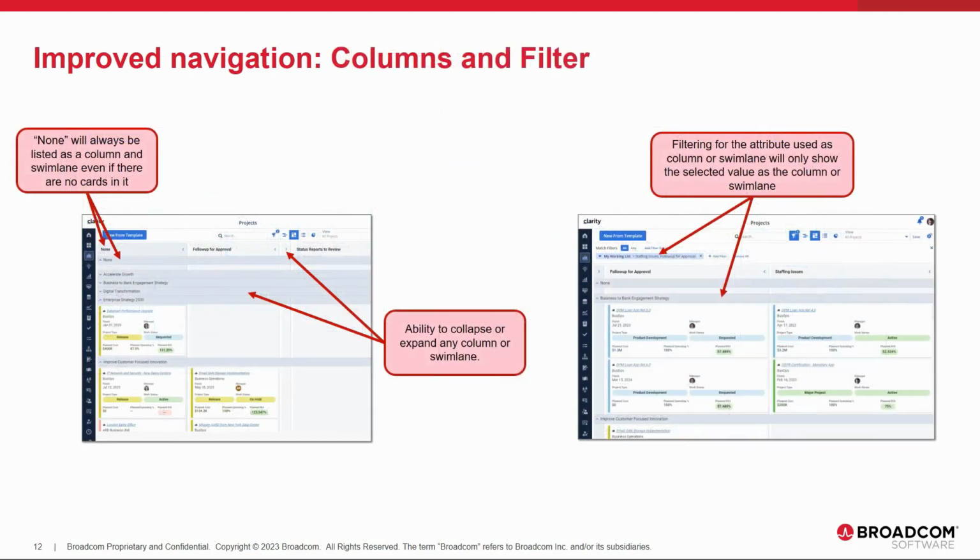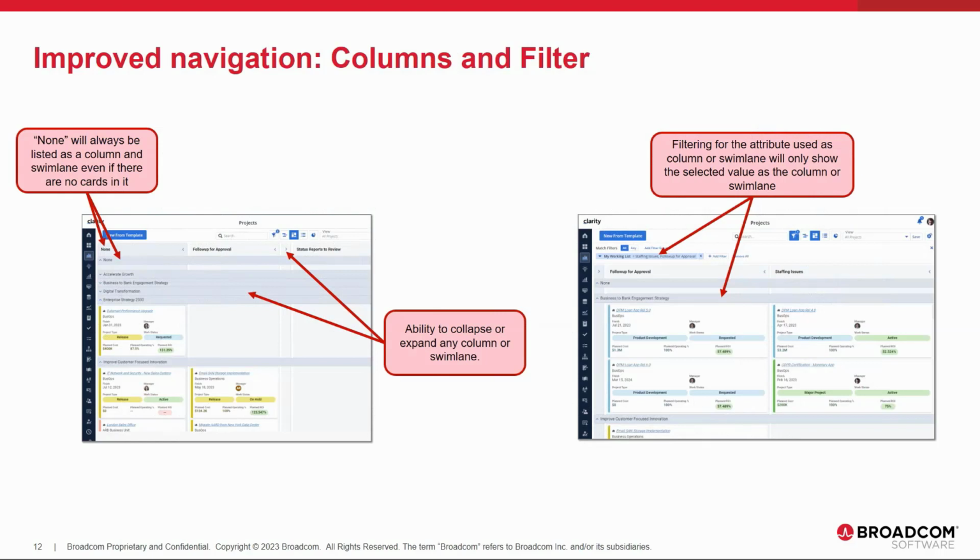The board layout will always display a none column and a none swim lane. This is done so to give the user the capability to move any card to either a none value for the column or a none value in the swim lane. The user can also collapse any swim lane or any column by clicking on either the swim lane header or clicking on the arrow in the column itself.